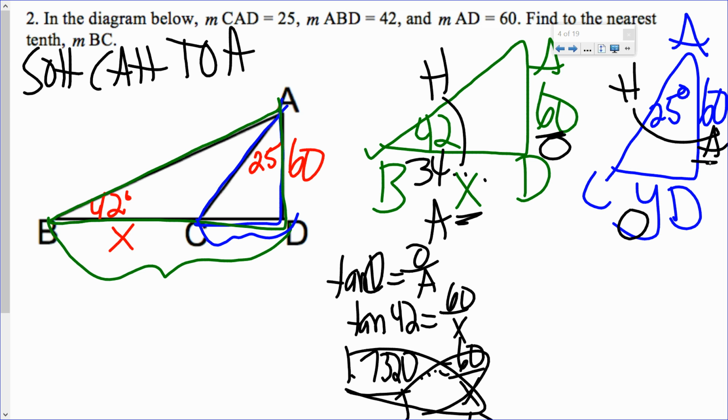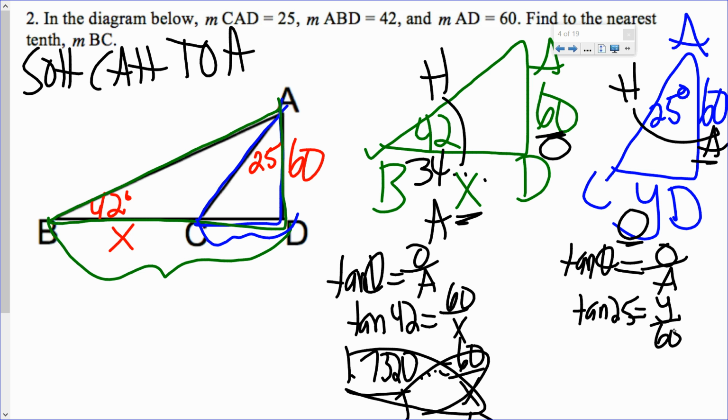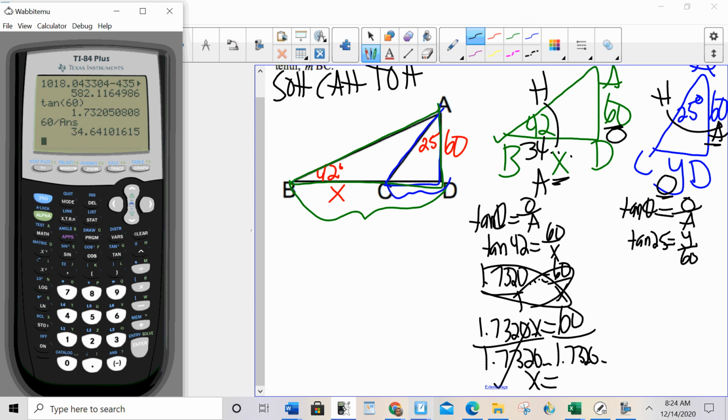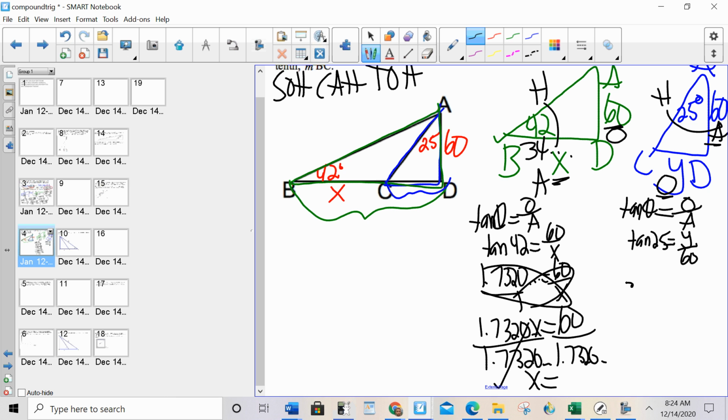HAO, A and O are involved. So again, I'm using tangent. And yes, on these subtraction method ones, it's usually going to be tangent, but not necessarily. Tan 25 equals opposite is y over adjacent is 60. I'm going to go to my calculator for tan of 25. 0.4663 equals y over 60. Cross multiply.